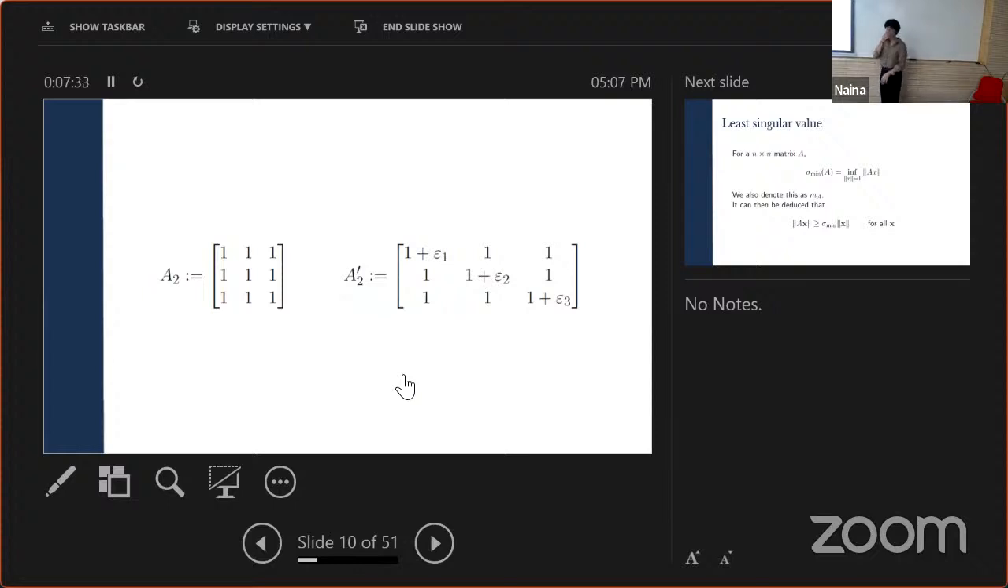So for example, we can take the first matrix. Now this is a rank 1 matrix, and this is singular. But if we were to perturb this matrix a little bit, add some amount of noise, then this matrix becomes full rank. And so this matrix, in fact, has rank 3.